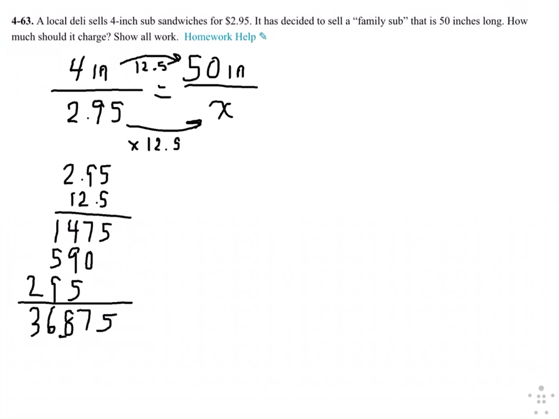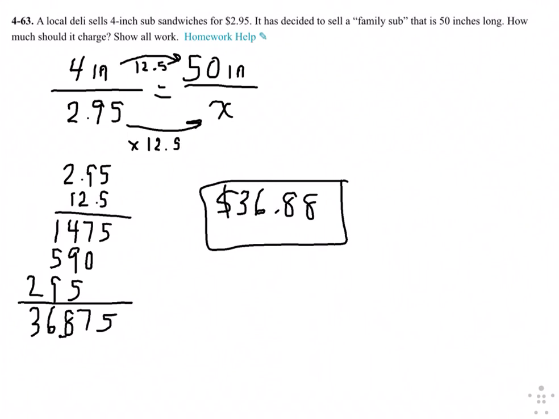36.875. So that would round to $36.88. Now again, this is assuming that sandwiches are linear and they're proportional in price, which probably isn't true, but that's what we have to work with.